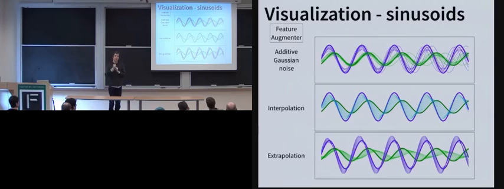We've added Gaussian noise, and then we've decoded them. In each case where we've added noise, you see they still retain the fact that they're sinusoids. If we do interpolation between two different sinusoids in context vector space, we get what we would expect, essentially an interpolation in the space of sinusoids, and we can do the same thing with extrapolation as well. It still maintains its identity as a sinusoid.